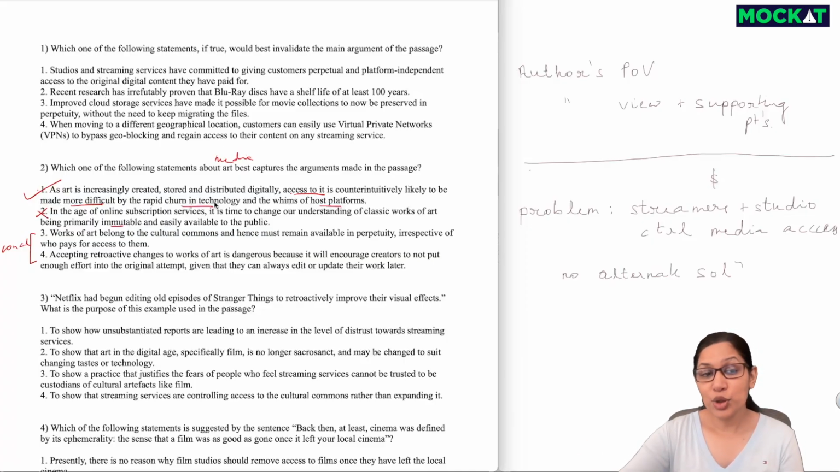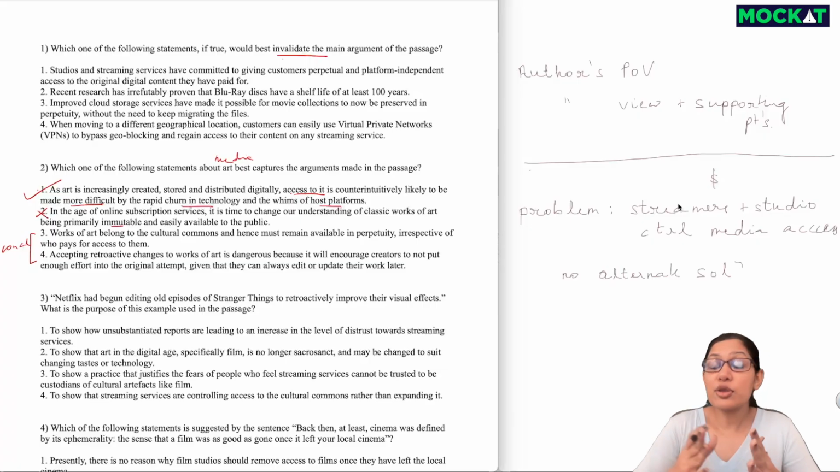And now that we have understood what the author's view is, let's go one step further and figure out which of these four options will invalidate the author's view. The main argument of the passage, again, is something that the author is making, which is that this is a problem. So now we are trying to find something which invalidates or counters this view. And if you see, the first option is doing exactly that. If studios and streaming services are saying, we are going to give you platform independent access to whatever content you've paid for forever, right? Perpetual or forever. Then the entire issue that the author is concerned about is completely gone. So this has got to be a right answer.